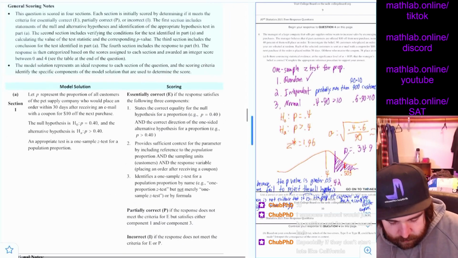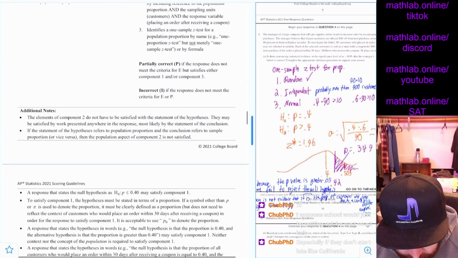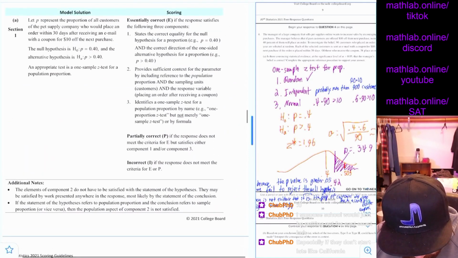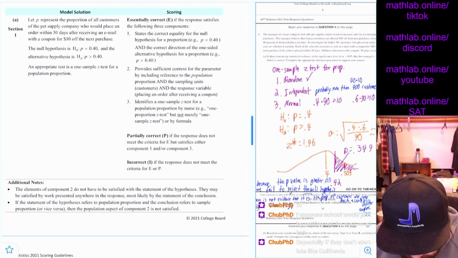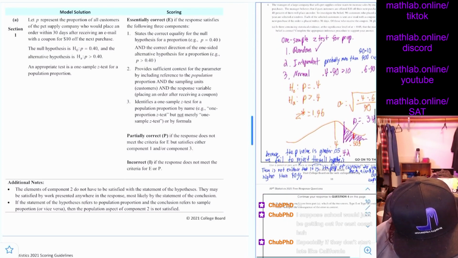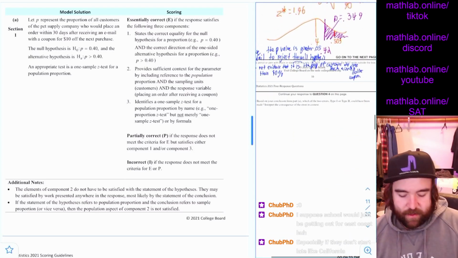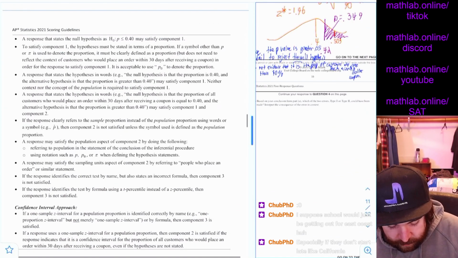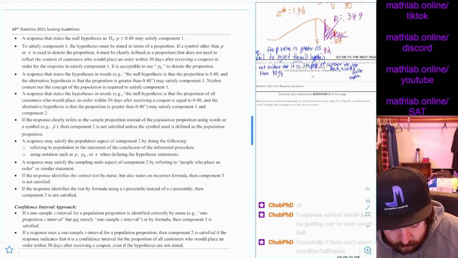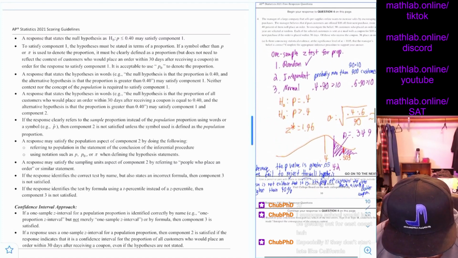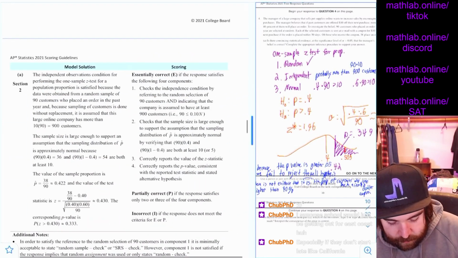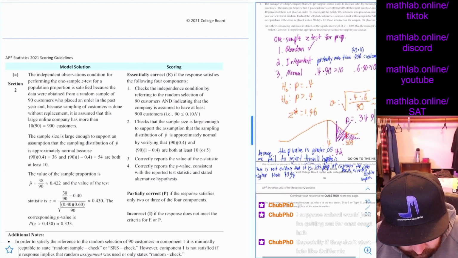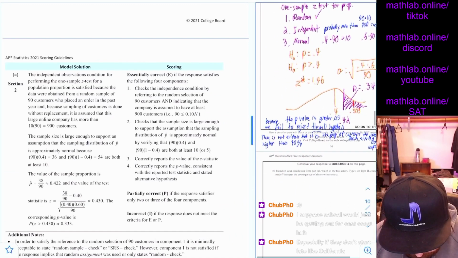So I didn't do number 2. The elements of component 2 do not have to be satisfied with the statement of the hypothesis. They may be satisfied by work presented anywhere in the response, most likely by the statement of the conclusion. Okay. So I did do that, just not there. Got it. I never use those symbols. I should be good. I really think I'm good on that. Checks for independence condition. Okay.